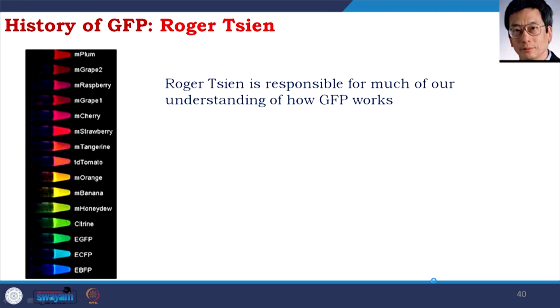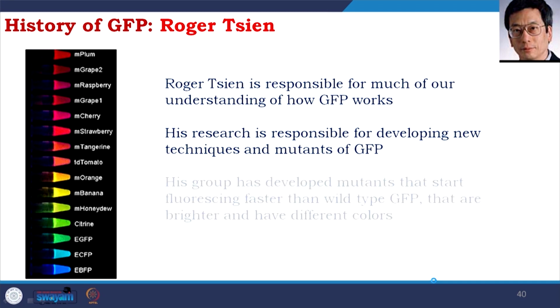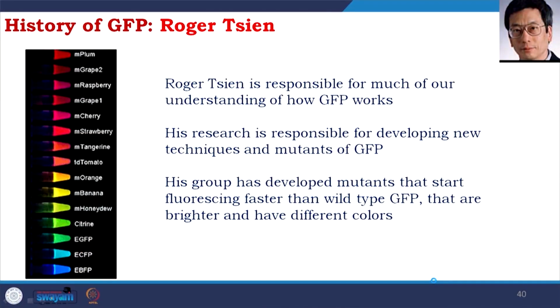Roger Tsien is responsible for much of our understanding of how GFP works. His research is responsible for developing new techniques and mutants of GFP. I will try to talk about this a little bit. This is a large volume of work. His group has developed mutants that start fluorescing faster than wild type GFP, that are brighter and have different colors.